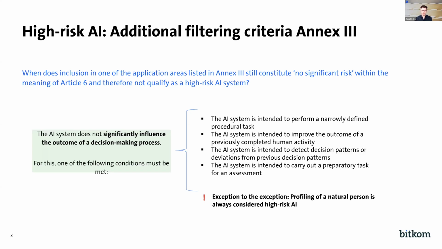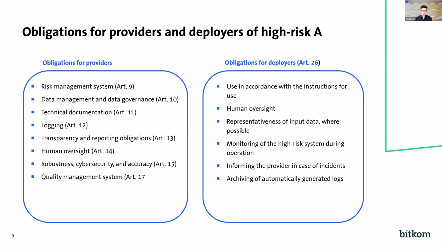Okay, having established what is actually high-risk AI, we also want to take a look, of course, at what it means to be high-risk AI. And that is, there are actually obligations for both the providers of such high-risk AI systems and the deployers. So for providers, they have to make sure their AI systems have risk management. They have to have data management and data governance. Make sure that data sets used in the high-risk system are, for example, fair and unbiased.